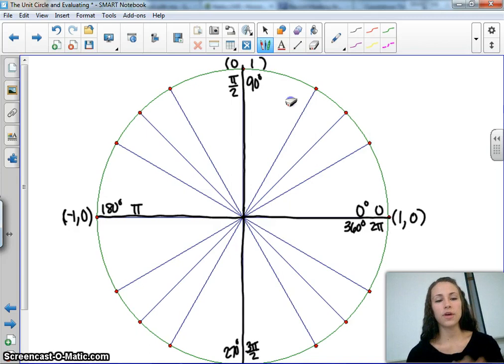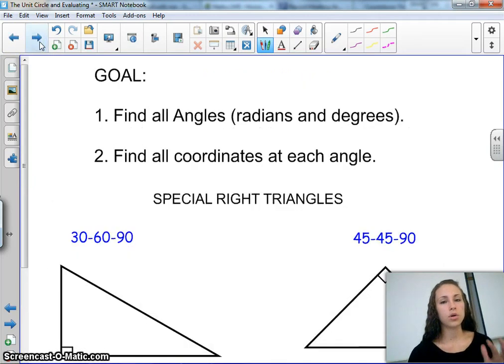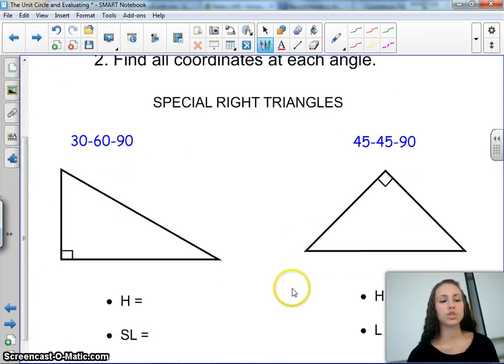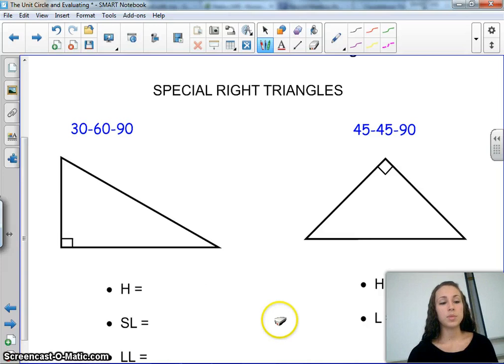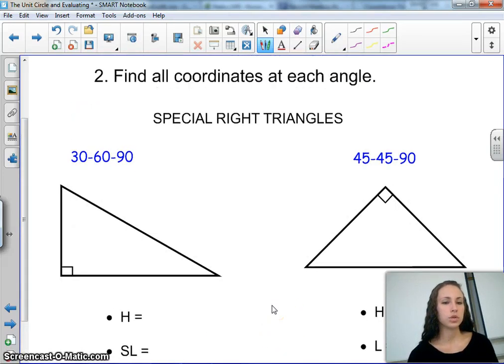Now, I can find those pretty easily just based on what we already know, but it's going to be harder for me to find these other angles on the circle, and that's where the special right triangles come into play. So this is where you need to have your triangles cut out. If you don't, go ahead and pause it, and then I'm going to just show you how we're going to label these special right triangles and how they're going to fit into our circle, and we're going to use them to build the unit circle.